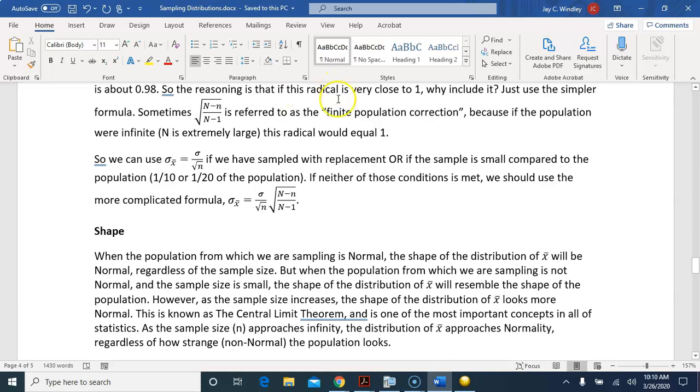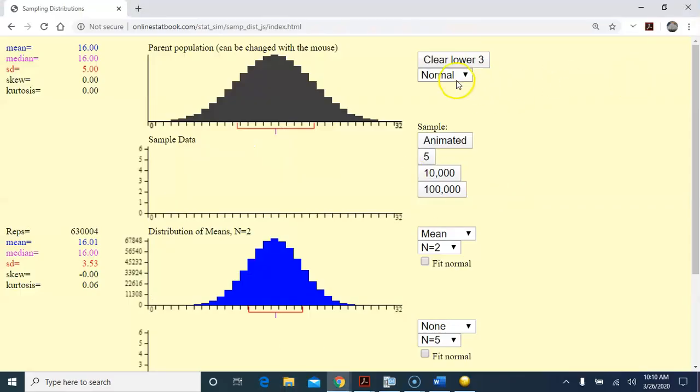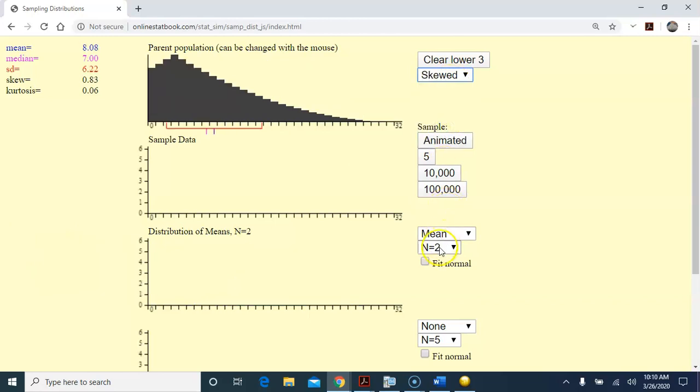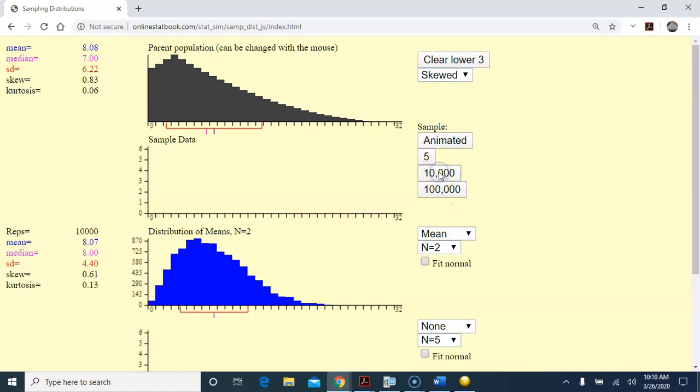However, when the population from which we're sampling is not normal and the sample size is small, the shape of the distribution of x bars will resemble the shape of the population. So for example, if our population is skewed and our sample size is only 2, then the distribution of x bars will also be skewed.